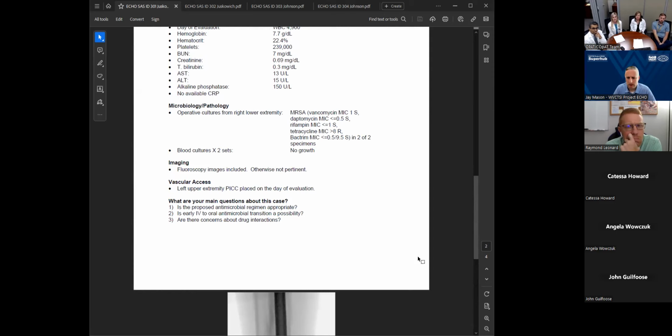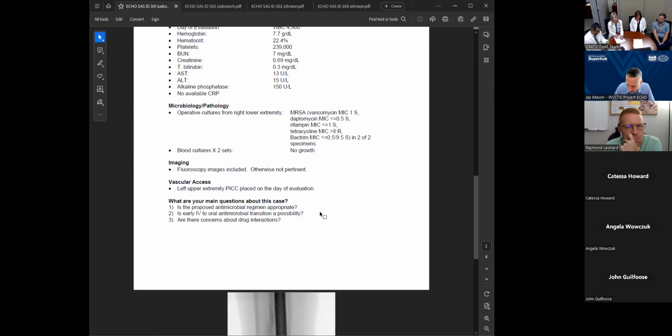So some questions about this case: is the proposed antimicrobial regimen appropriate? Is early IV to oral antimicrobial transition a possibility? And then are there concerns about drug interaction? So our proposed regimen was vancomycin and rifampin to complete an initial 2 weeks. She already had her PICC line in place and did initially go home. So this is at Princeton, without an established OPAT program, but she did have monitoring. And at that point we had planned to transition to linezolid and rifampin for the next 4 weeks, followed by Bactrim oral suppression for 3 months.